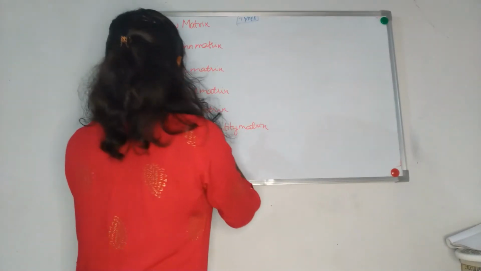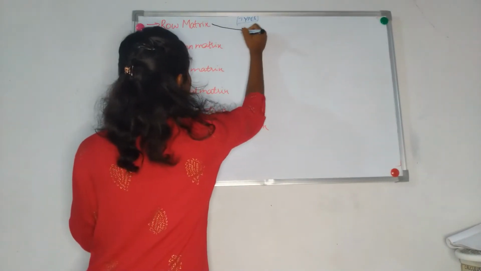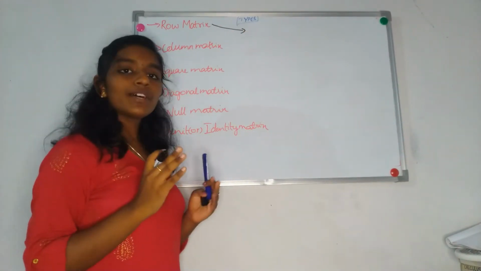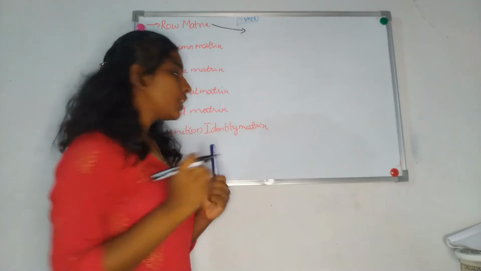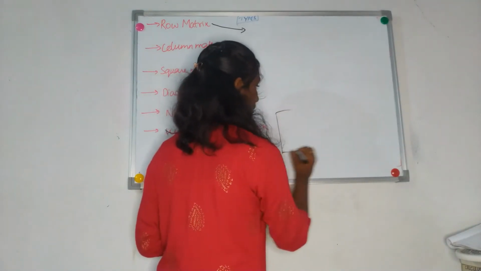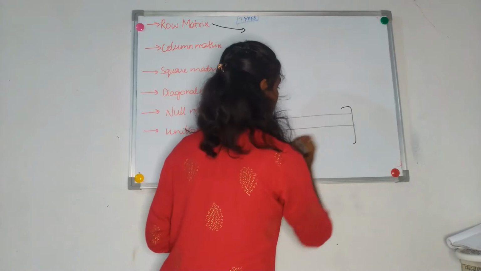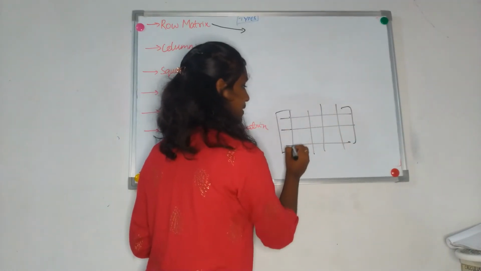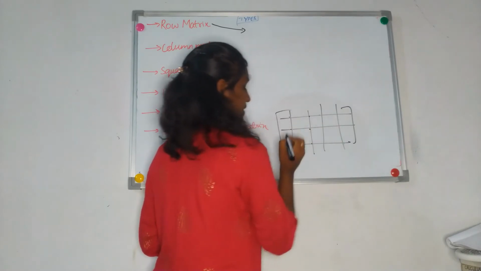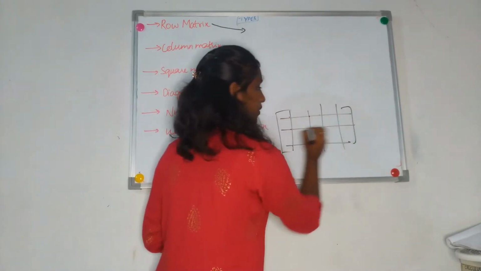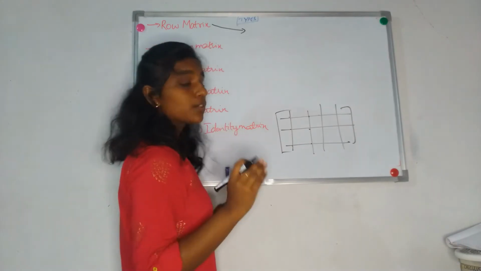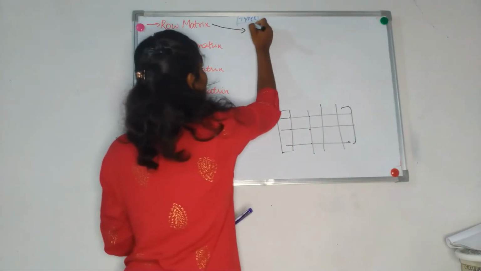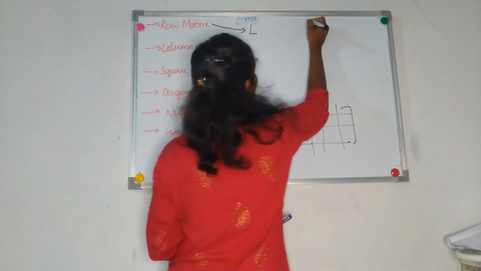So what is the first type of matrix we have? That is row matrix, right? So what is a row matrix? First, what is a row? You know what a row is, right? If this is the whole matrix, you have elements like this. These are the elements that are present. These are called rows.